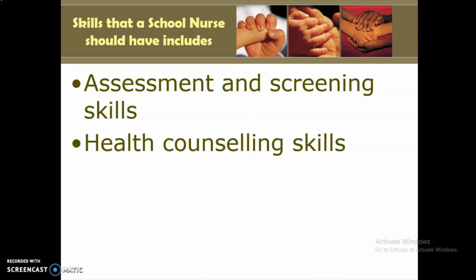Okay, and if we're able to identify something related to their psychosocial and mental status, then we do need to provide counseling. Okay, as I've said earlier in the definition, we have to provide comprehensive nursing care to the people in the school population. Therefore, okay, we focus not only on the physical but also on the mental and psychosocial status of the school population.